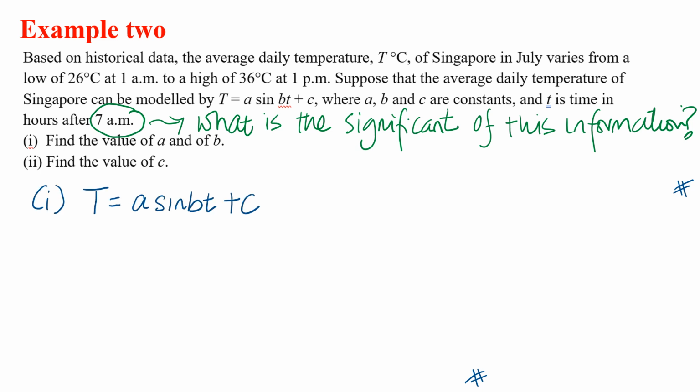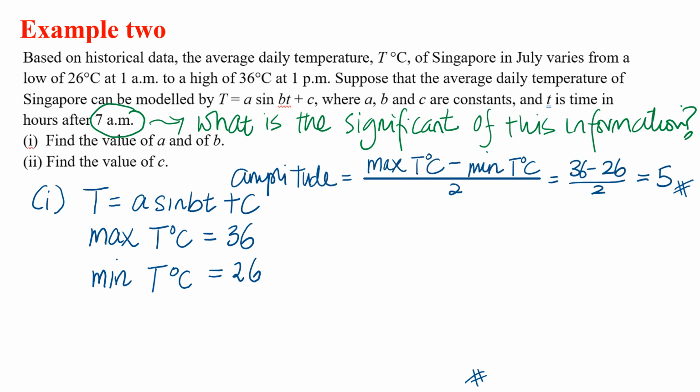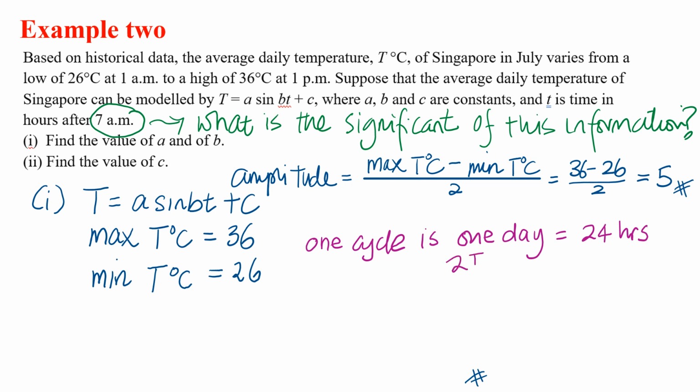Let's find the maximum temperature is 36, minimum temperature is 26. So from there we can find your amplitude, can find your axis of the graph. So your amplitude will be 5. One cycle is 1 day, 24 hours. So therefore the period is 24 hours. So you can find B by using 2 pi divided by B equals to 24. From there you can find B to be 1 over 12 pi.